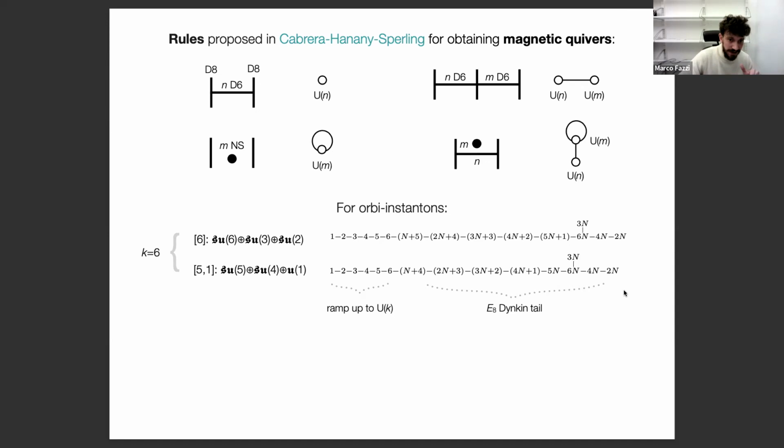But the point is that for both of these examples, and in fact for all of them, the magnetic quiver of the orbi-instantons that was constructed by Amihay, Santiago, and Marcus always takes this form. So you have a ramp up of unitary groups. The notation here means that a little dash is a hypermultiplet and a number is the rank of a unitary gauge group. You first have a ramp up to U(k), in this case U(6), and then you have an E8 Dynkin diagram that has to do essentially with the fact that we started in M theory with an M9 wall carrying an E8 algebra.